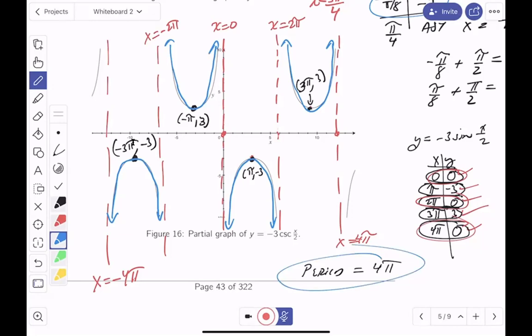I got the points labeled, which is pi, minus 3. Yep, I got that one down. Asymptote x equals 0. I have that one down. X equals 2 pi is an asymptote. 3 pi over 3, yep, got that one, and 4 pi. And we have the picture, and the picture is provided to us.